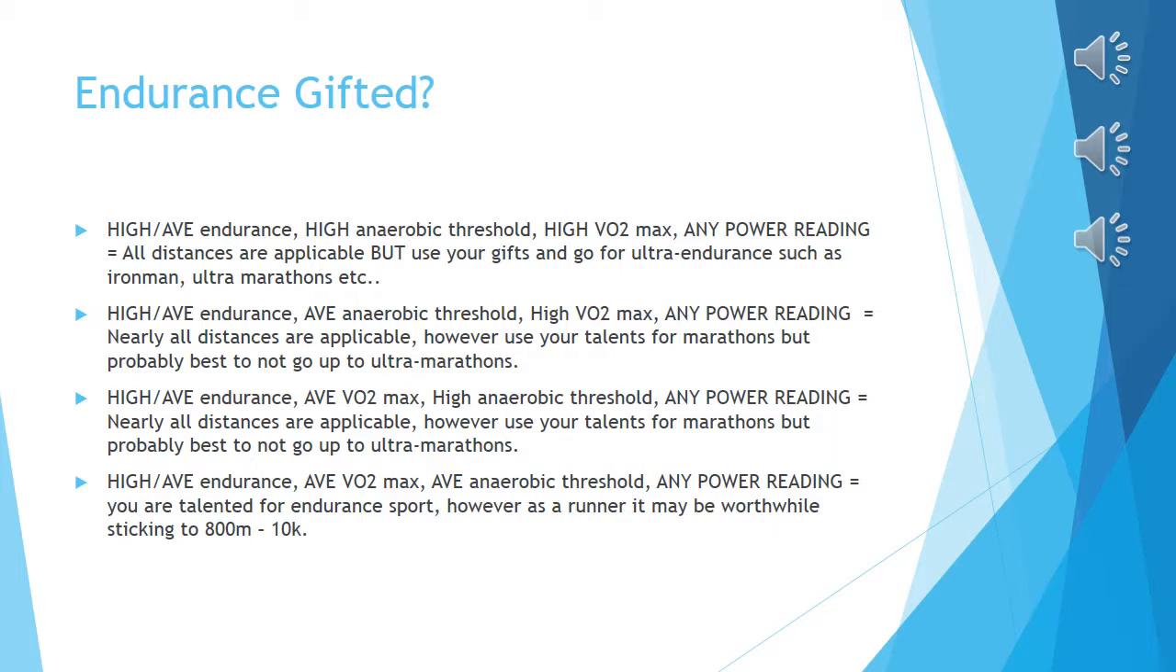If you fall into the category of having a high or average endurance, an average VO2 max, and an average anaerobic threshold with any power reading, it may be wise to pick an event from 800 meters up to 10k. The reason being is that people who have more gifted variants within the VO2 and anaerobic threshold genes are more prone to be able to continue an event for longer periods. Therefore, to use your gifts, it is better to stick below 10k.